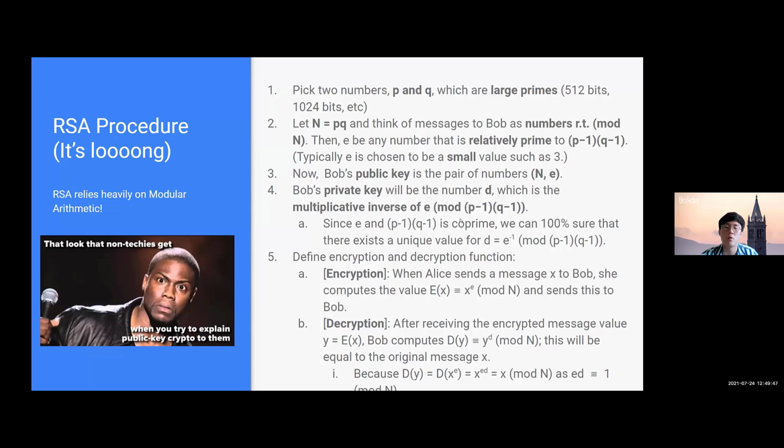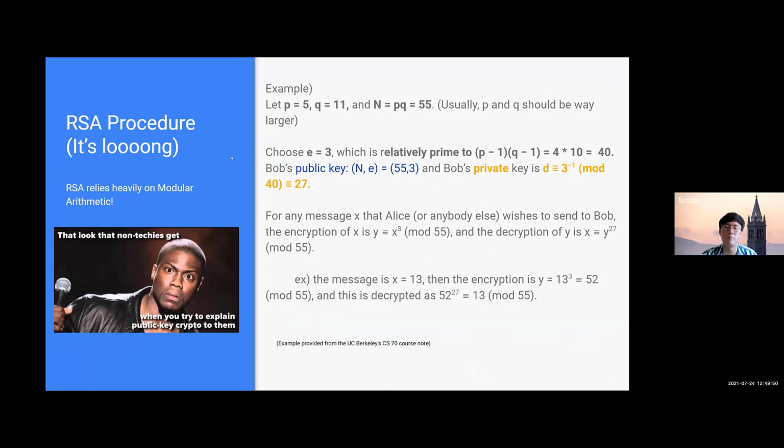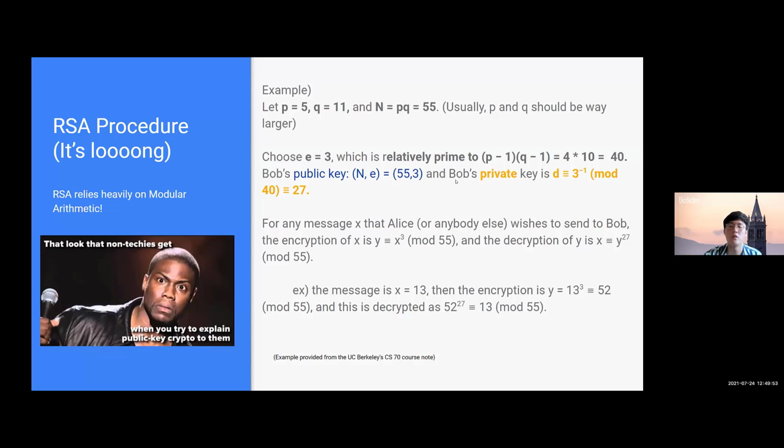So let's look at an example. Say someone picks P and Q to be 5 and 11. You define N as the product, 55, and choose E equals 3, which is relatively prime to 40. So the public key is 55 and 3, which is N and E. The private key D is the inverse of 3 mod 40, which is 27. If Bob gets the message X equals 13, the encrypted message is 13 to the power of 3, which is 52 mod 55. After Bob gets the message, he applies the decryption: 52 to the power of 27 is congruent to 13 mod 55.